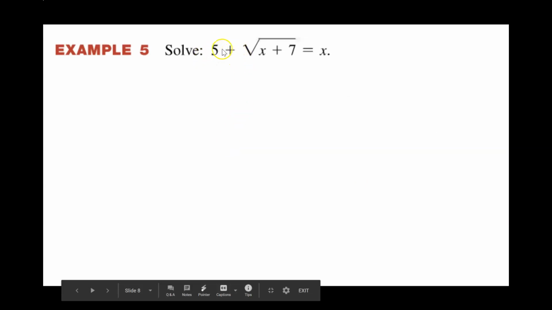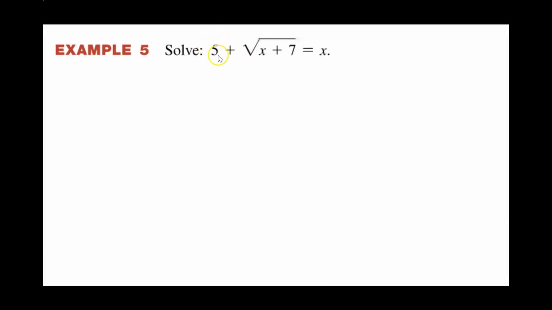So over here, we see that now the 5 is being added to the square root. Again, the number one thing you want to do is make sure the square root is by itself. The 5 has to go. It makes the problem too complicated by doing the whole square root.